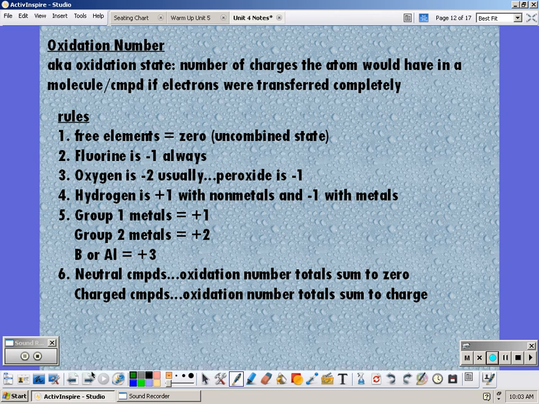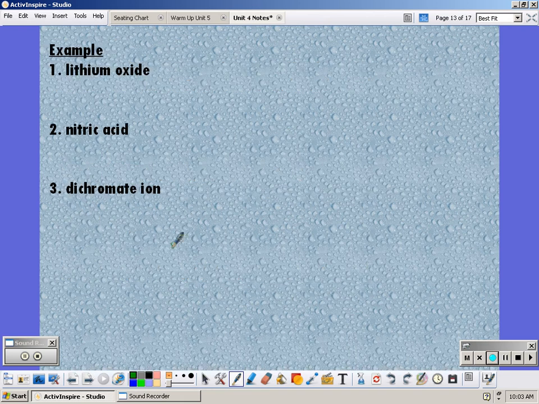If the compound is neutral, then the oxidation number totals have to sum to 0, and if it's a charged compound, then the oxidation number totals have to sum to the charge. So for example, if we have lithium oxide, which would be Li2O. Oxygen's oxidation number would be a -2. Lithium's oxidation number would be +1. For the total, we actually have 2 lithiums, so we would have a total of +2. There's only 1 oxygen, so we can add a -2. So the total equals 0. So these are my oxidation numbers.